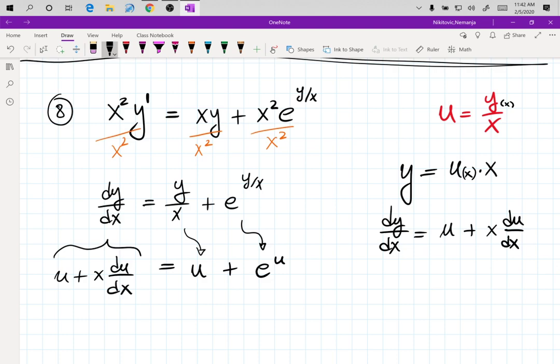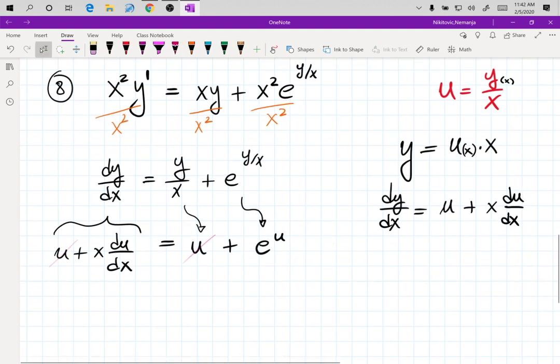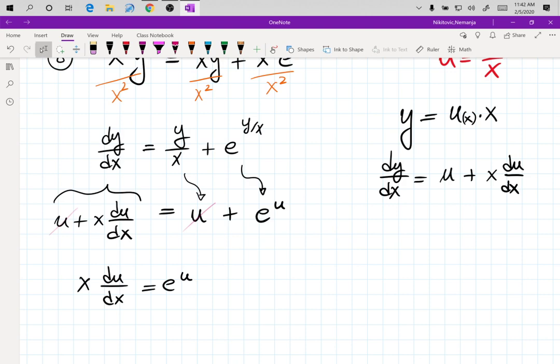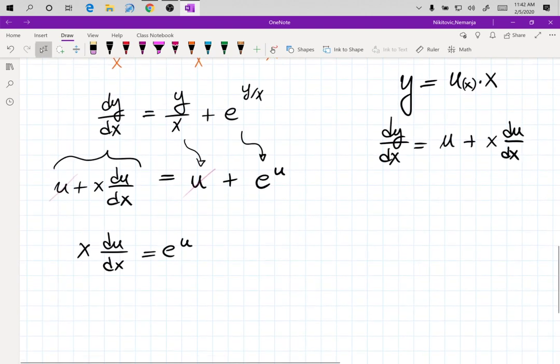Now, I am going to subtract u on both sides. That will cancel the u's. And once the u's cancel, I have x du/dx is equal to e to the u. We are ready with the basic separable equation. I have du and then e to the minus u in front. You can write du over e to the u, but we'll be integrating, so just put the e to the u upstairs and put a minus.